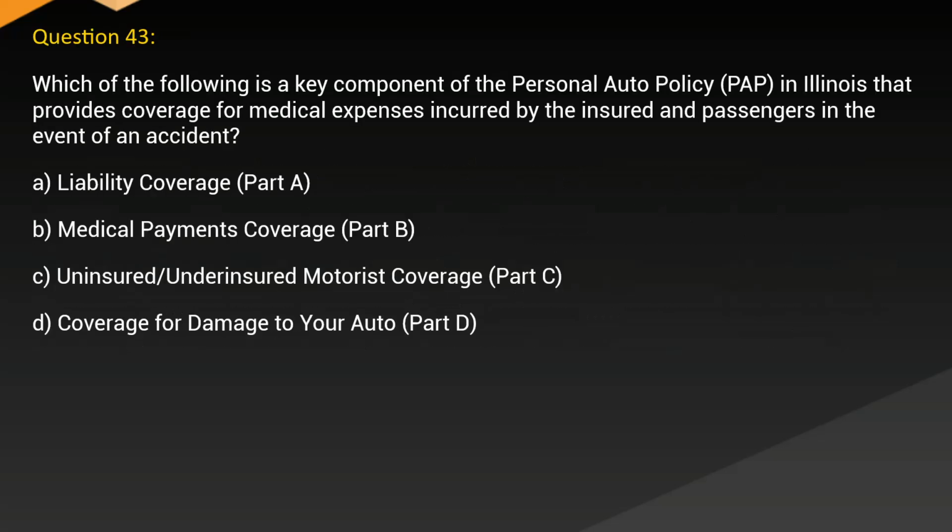Question 43. Which of the following is a key component of the personal auto policy (PAP) in Illinois that provides coverage for medical expenses incurred by the insured and passengers in the event of an accident? A. Liability coverage, Part A. B. Medical payments coverage, Part B. C. Uninsured underinsured motorist coverage, Part C. D. Coverage for damage to your auto, Part D.